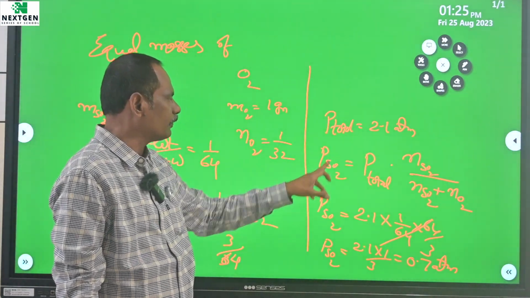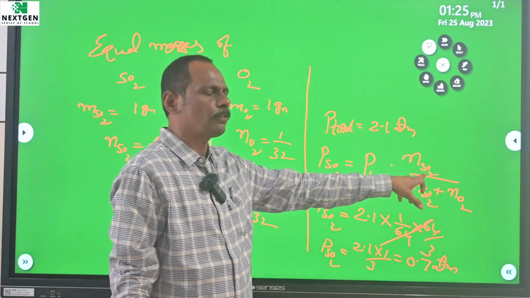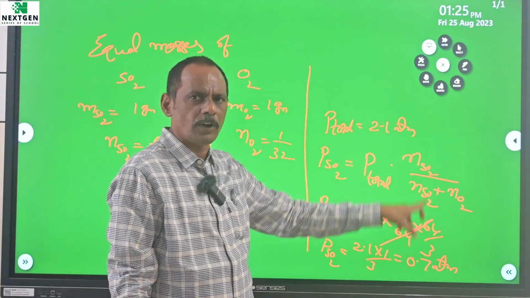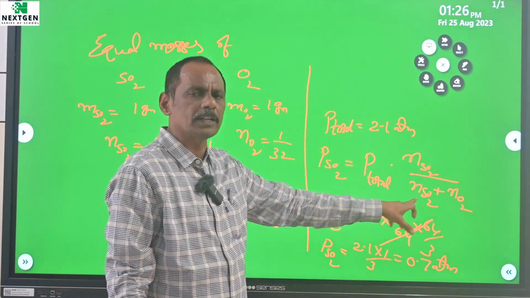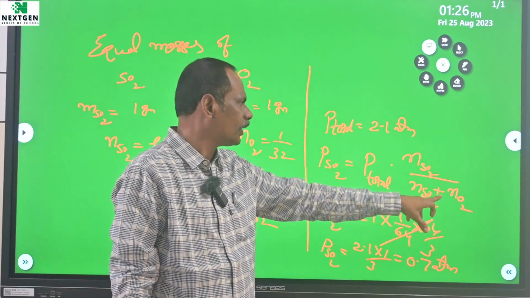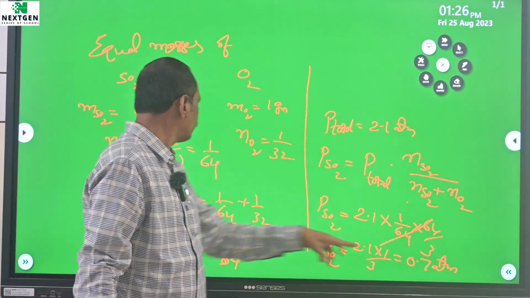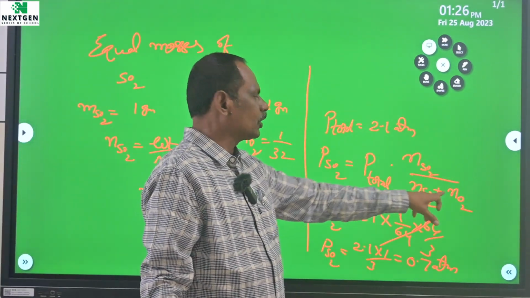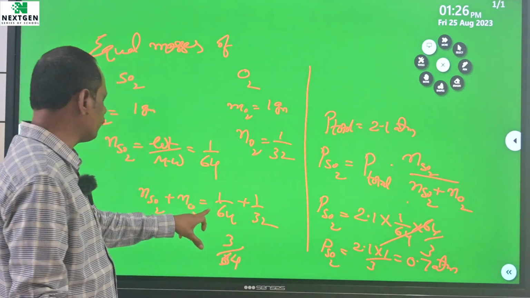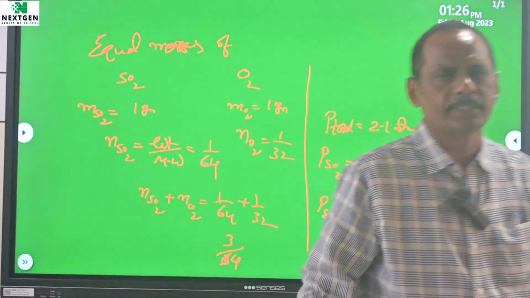The partial pressure of sulfur dioxide is equal to the total pressure of the gas mixture into the mole fraction of sulfur dioxide. Mole fraction of sulfur dioxide is equal to the mole number of sulfur dioxide by the total mole number of sulfur dioxide plus oxygen. So total pressure is 2.1 into mole number of sulfur dioxide, 1 by 64, by the total mole number, the number of moles of sulfur dioxide plus number of moles of oxygen. Then the partial pressure of sulfur dioxide is 0.7.